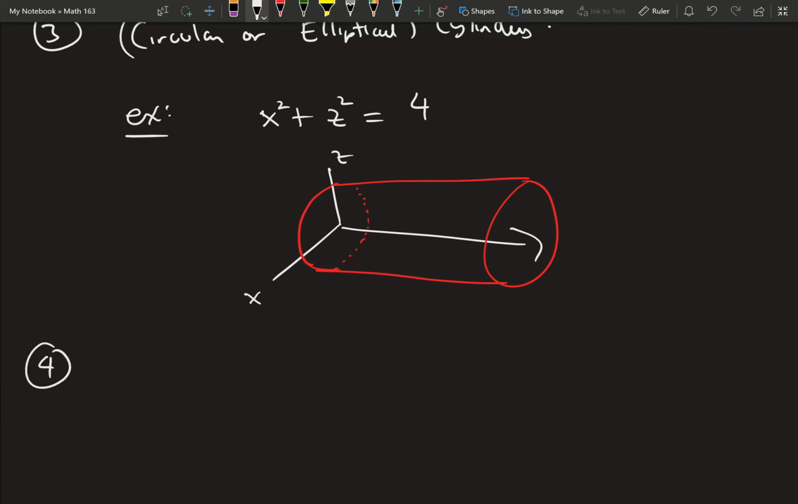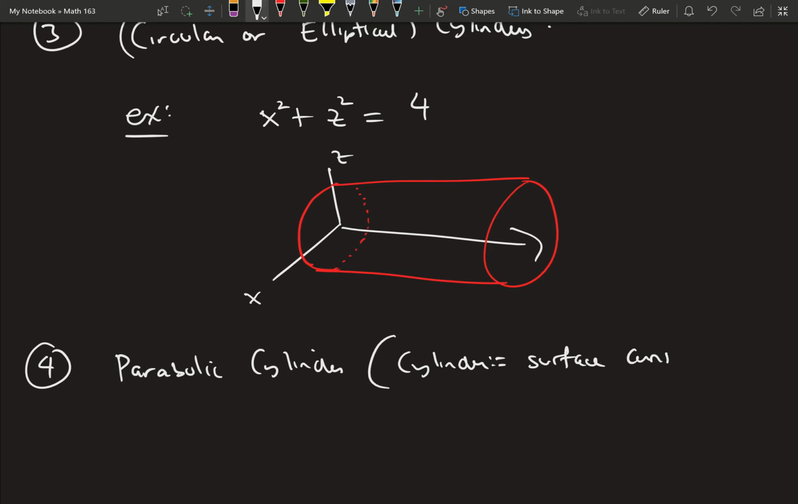Let's go to another class here of graphs. This one is somewhat new. This is called a parabolic cylinder. Now here, by the way, the term cylinder really just means, what is the definition of a cylinder? It just means the surface consists of repeated copies of the same curve.